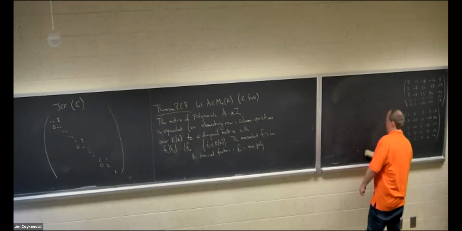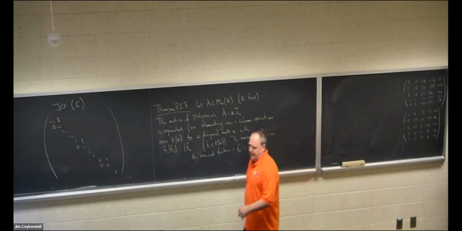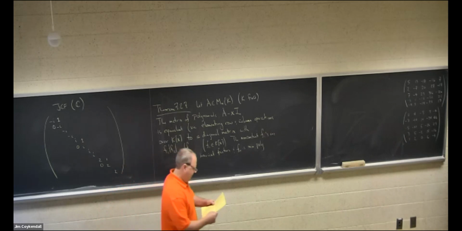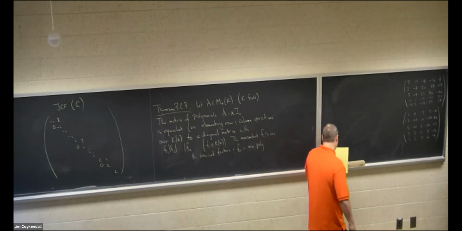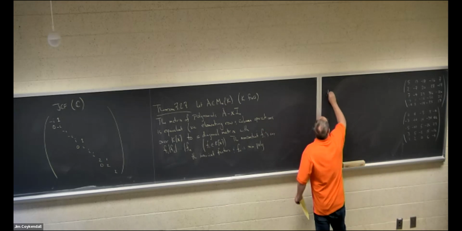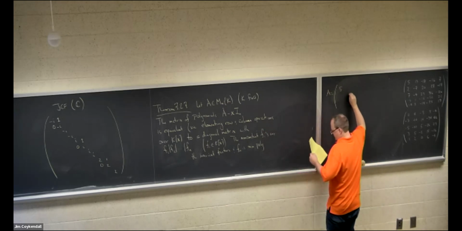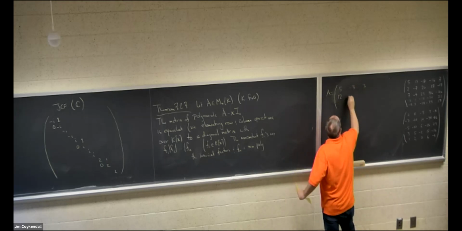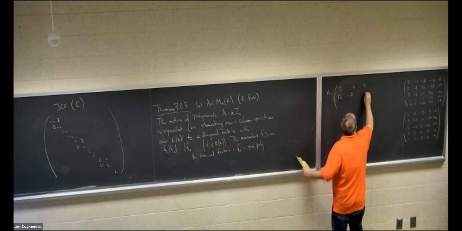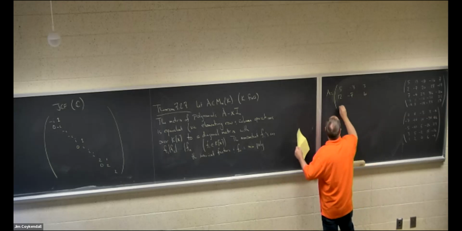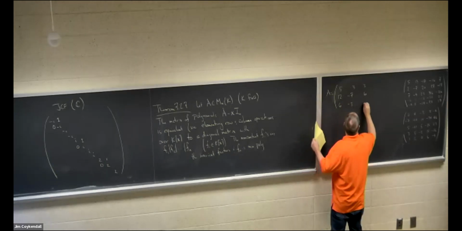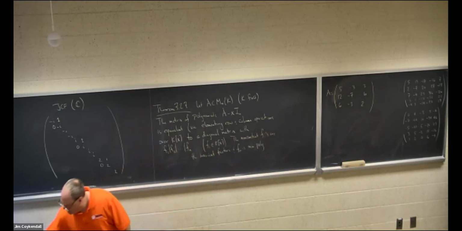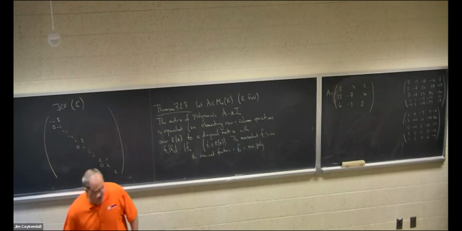So let's actually do this. I think maybe I'm going to give you one to work for yourself. Just for fun, let me do this one. Let A be 5, minus 3, 12, minus 7, 6, 6, minus 3, 2. Okay, so what I'm going to do is come through here.